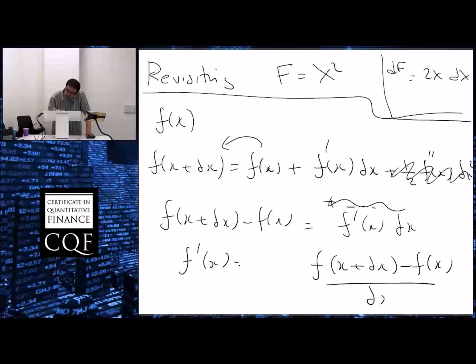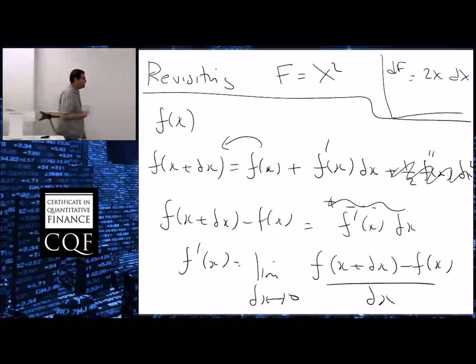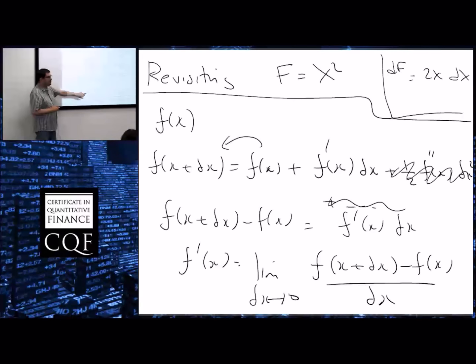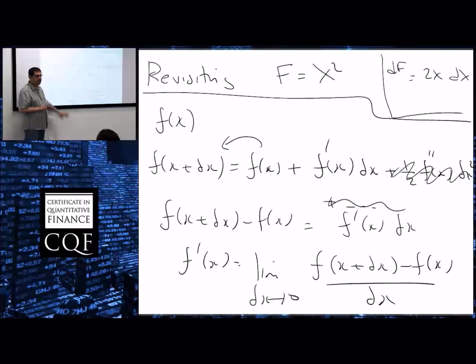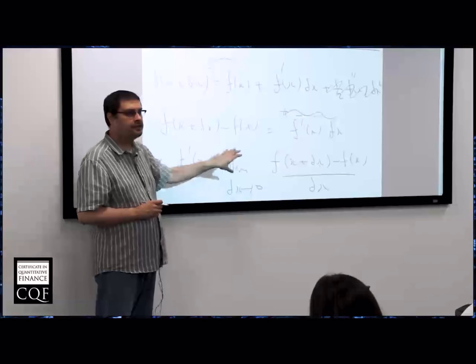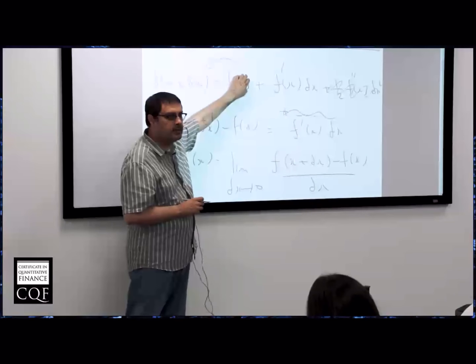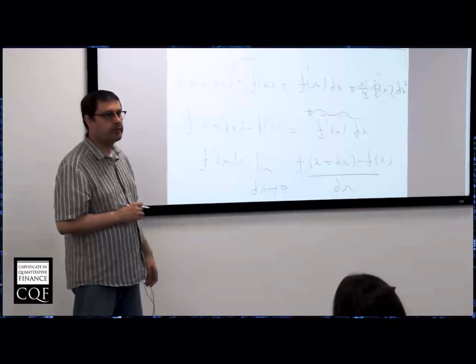Right? And we've already said that delta x is very, very small. Now, do you recognize that? Do you recognize this formula? That's the definition of the derivative. That's where it comes from. Taylor series is always a starting point for everything.